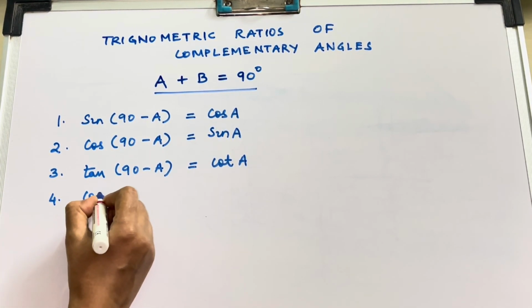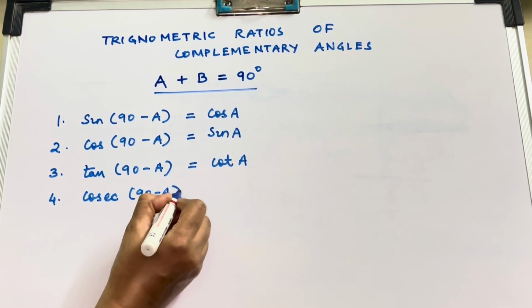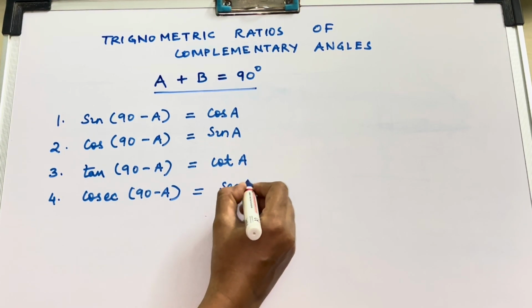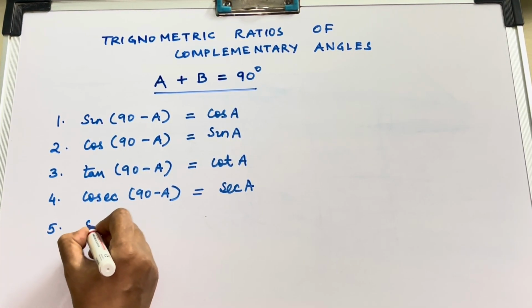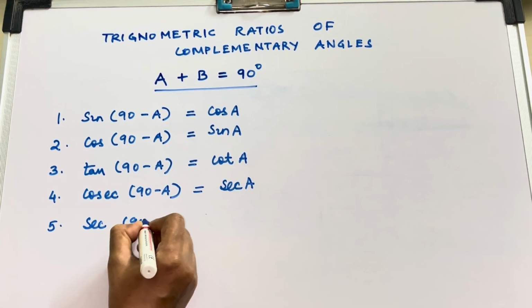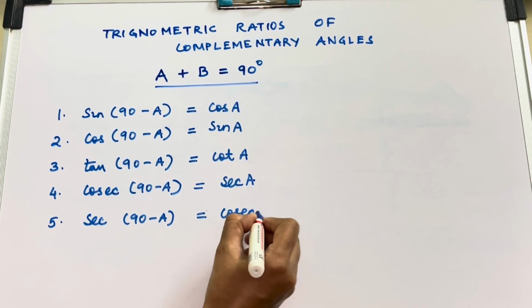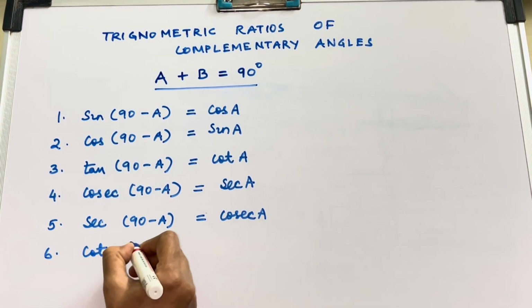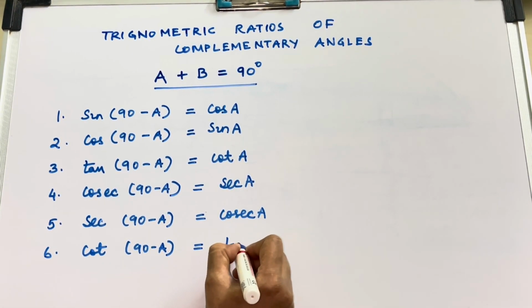Third one is tan 90 minus A, again the opposite of it, that is cot A. Fourth is cosec 90 minus A, which is sec A. Fifth, sec 90 minus A, which is cosec A. And the sixth one is cot 90 minus A, which is equal to tan A.